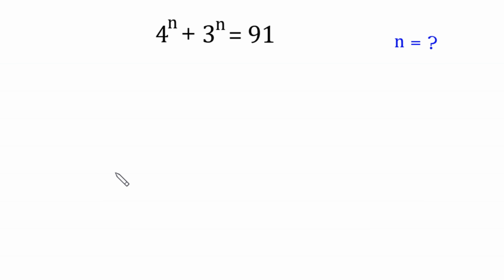Hello, welcome to how to solve this very nice exponential equation. 4 to the power n plus 3 to the power n is equal to 91. We need to find all possible values of n.